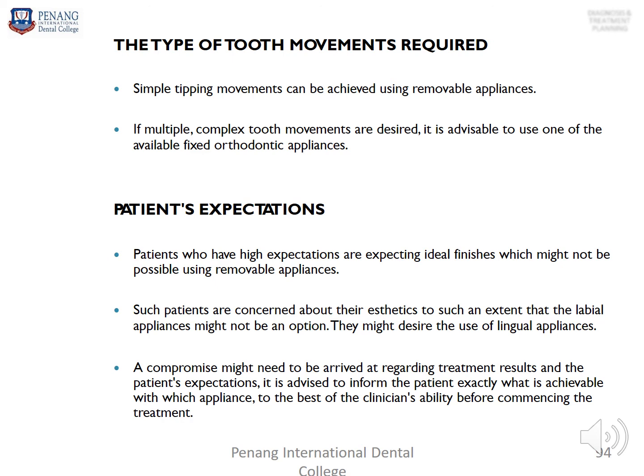It is advised to inform the patient exactly what is achievable with which appliance, to the best of the clinician's ability, before commencing the treatment. Meaning that you need to see the patient's expectation. Some patients have unreliable expectations, and sometimes the patient requires something more than what you can do. If a patient requests something more than what you can do, you just refer to the orthodontist, and the orthodontist will handle the case for you.